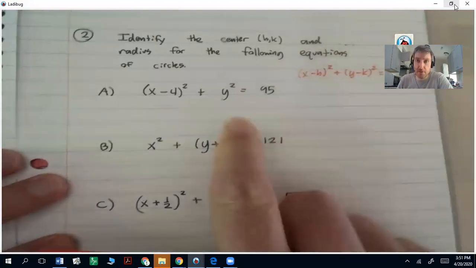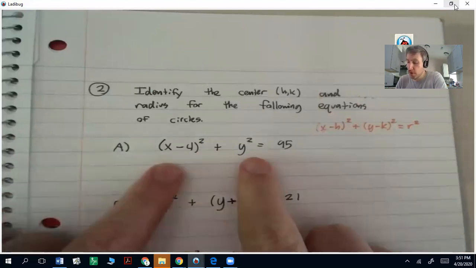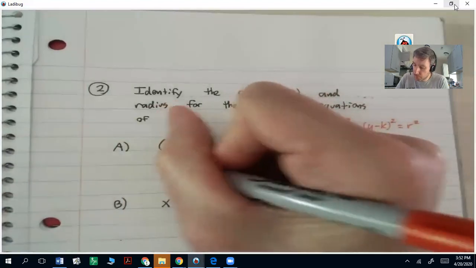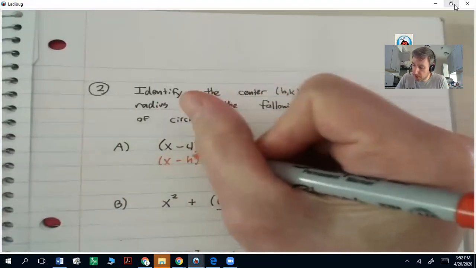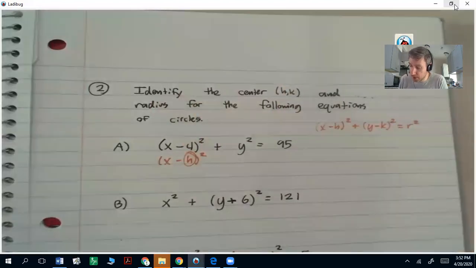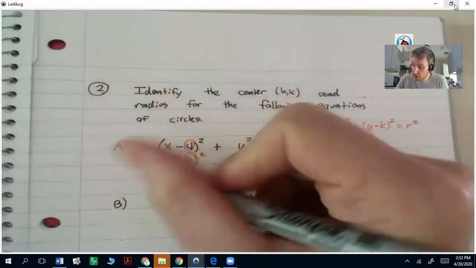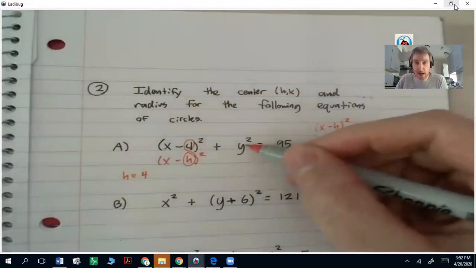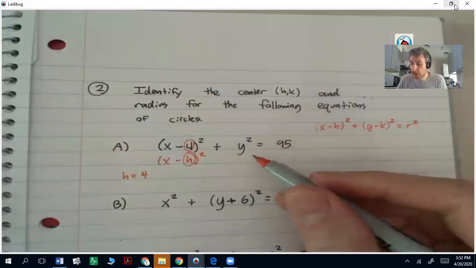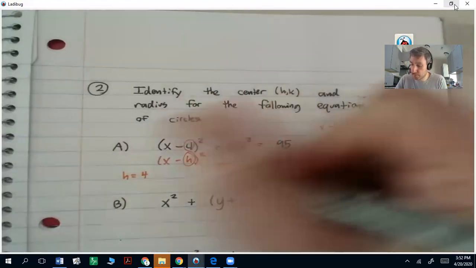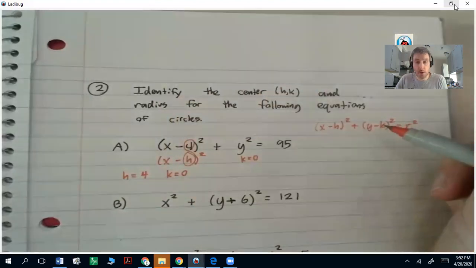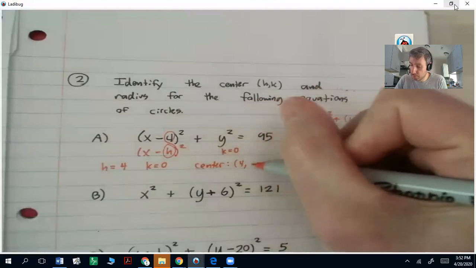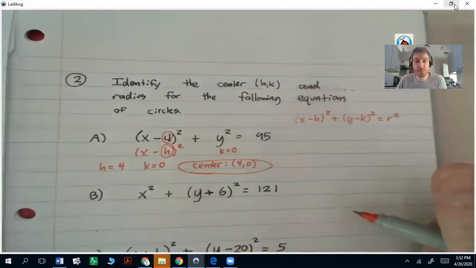So let's start by getting the center first. If you have (x - 4) squared, this equation, (x - h) squared, fits perfectly with it. The x part of the center is going to be 4, so h is going to equal 4. Since y doesn't have a number being added or subtracted to it, the k value is going to be 0. So your center is going to be (4, 0). So we got that part.